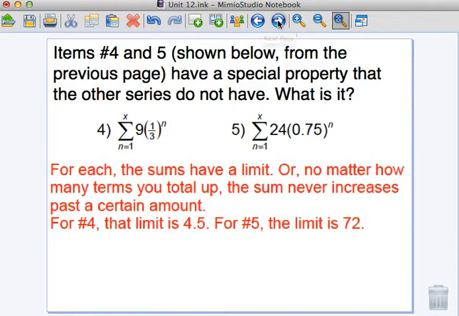Items 4 and 5 shown below from the previous page have a special property that the other series do not have. What is it? The information is right there for you. Go ahead and read through it. I'll give you a minute to do so. For each, the sums have a limit. No matter how many terms you total up, the sum never increases past a certain amount. So for problem number 4, your limit is 4.5, and for problem number 5, your limit is 7.2.